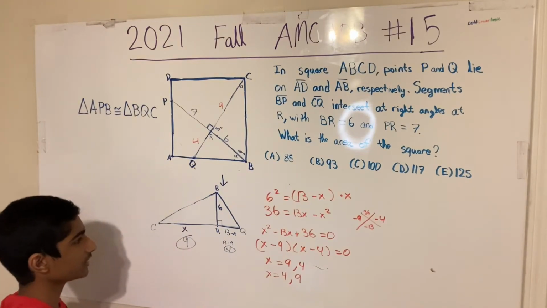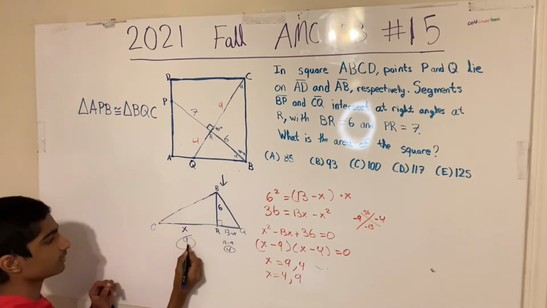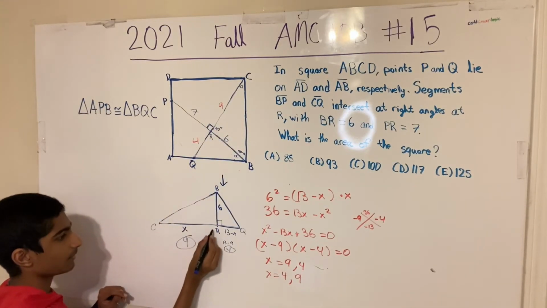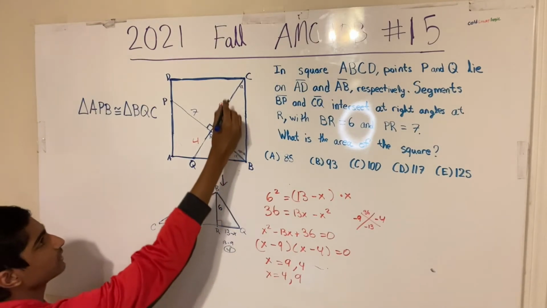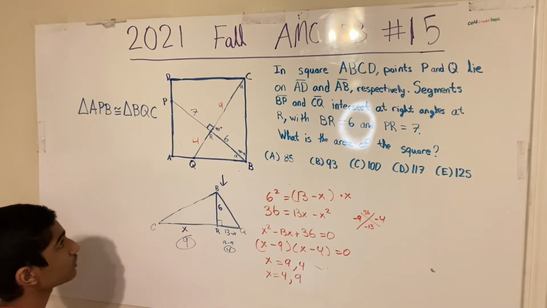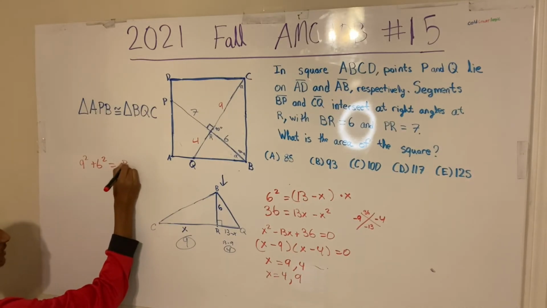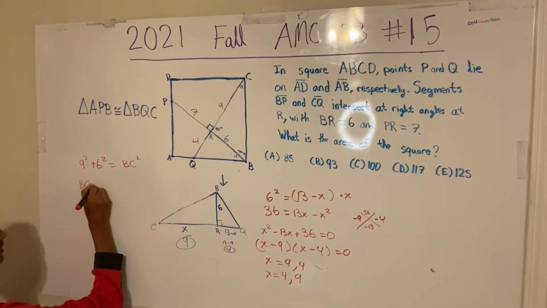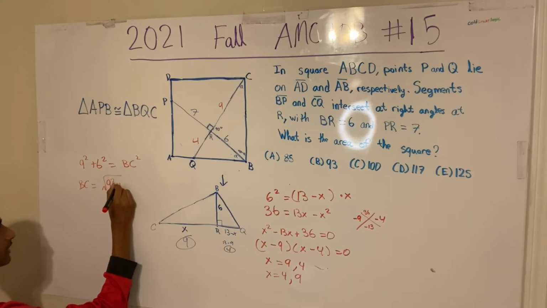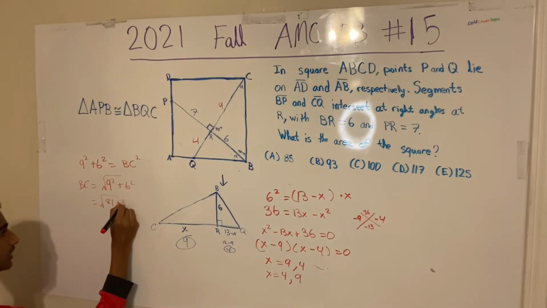And what we can notice is that we can find the side length of the square if we just do the Pythagorean theorem from RC and RB, since it's a right triangle and we have 9 and 6 as those values. So 9 squared plus 6 squared is equal to BC squared. So BC is equal to the square root of 81 plus 36, which is equal to the square root of 117.